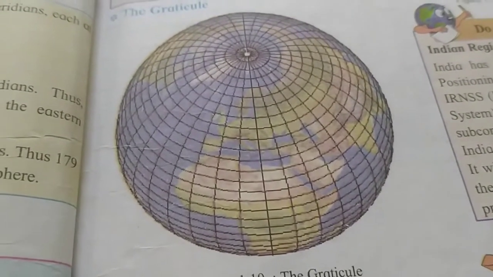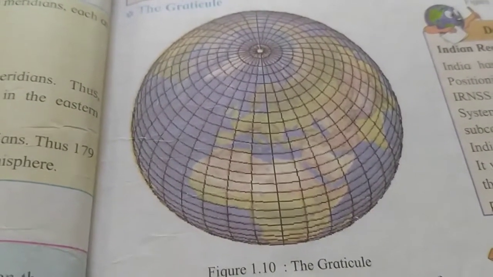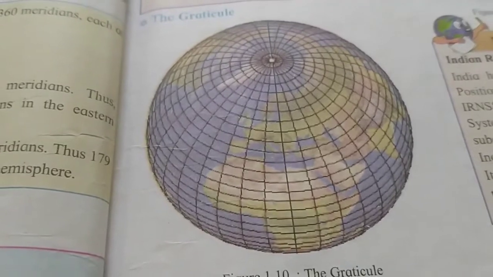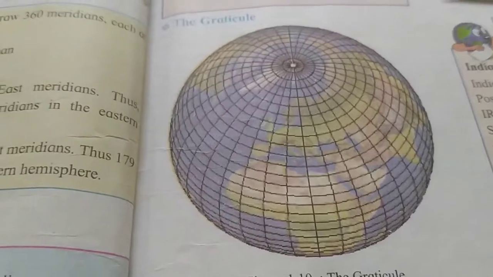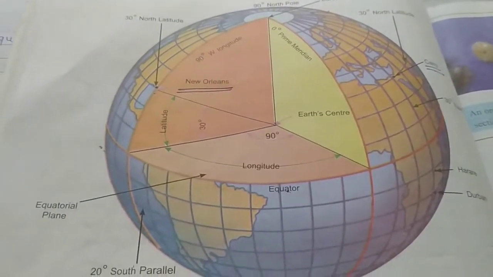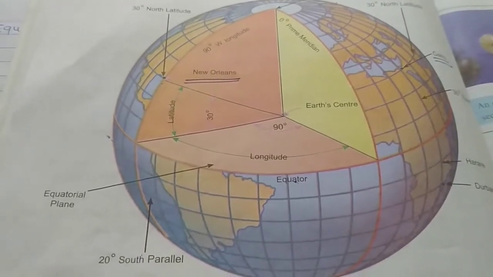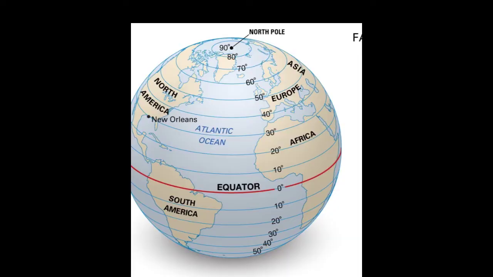These circles are parallel to one another, hence they are called parallels of latitude. Values of parallels are expressed in degrees. The degree of a parallel is measured from the equator, that is, the equator is the 0-degree parallel. Students, what is the equator? It is the 0-degree parallel. It is the largest parallel. It is called a great circle.